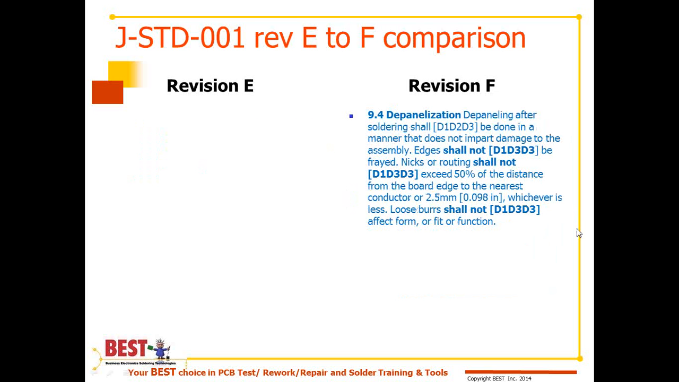Then it adds depanelization for 9.4, and it says depaneling after the soldering shall be done in a manner that does not impart damage to the assembly, and the edges shall not be frayed. Nicks or routing shall not exceed 50% of the distance from the board edge to the nearest conductor, or 2.5 millimeters, whichever is less. And loose burrs shall not affect form, fit, or function, or it's a defect for all three classes.